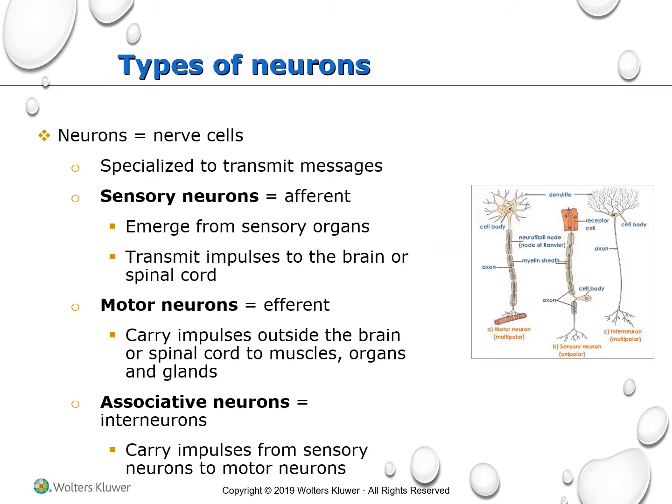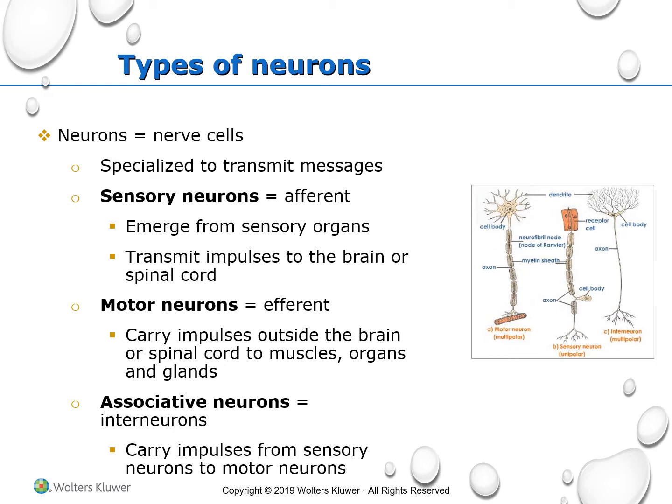There are a few types of neurons. Again, neurons are specialized cells that transmit messages in the form of electric stimuli. We have the sensory neurons, also called afferent. Pay attention, it starts with an A: afferent. They conduct impulses to the spinal cord and brain. They collect information from inside or outside the body and transmit it to the spinal cord or the brain.